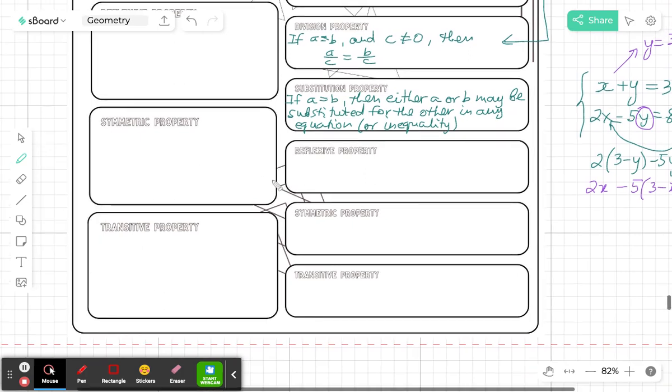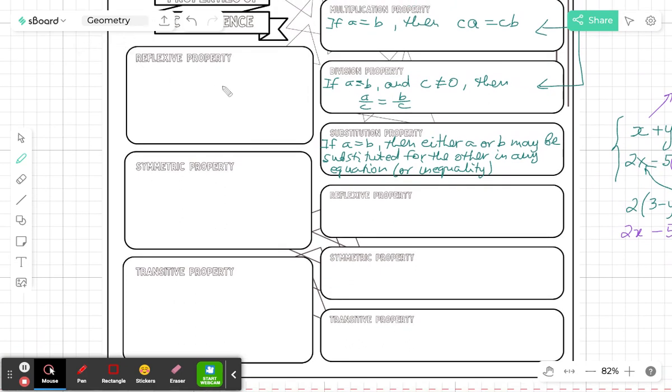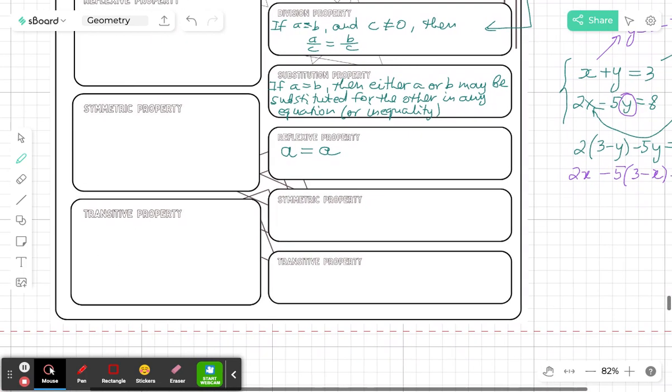Reflexive property. If you look at the left side, we're actually going to have these three properties: reflexive, symmetric, and transitive property for congruence as well. So those are very important to remember. Reflexive property is very simple. It's when you look at yourself in the mirror, you see a reflection. Just think about that. Reflection of you is you. So A equals A. Wow. An epiphany. I know.